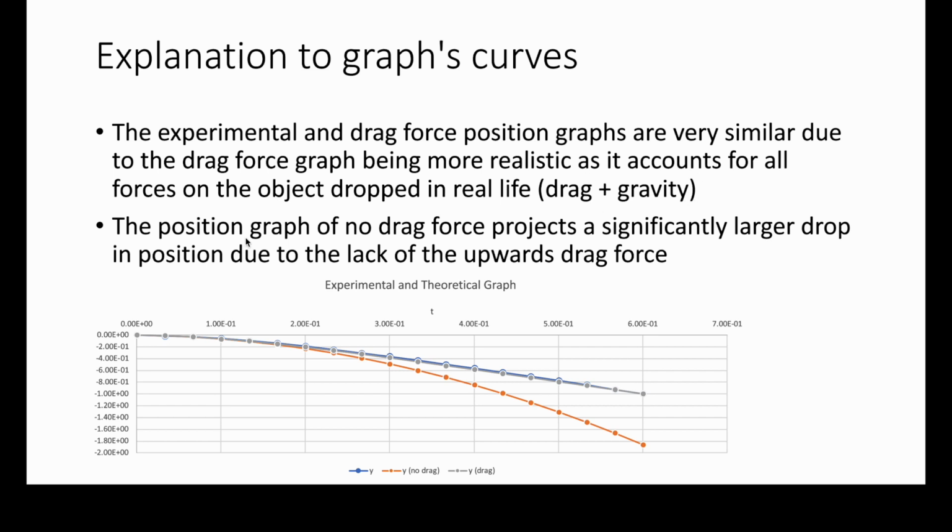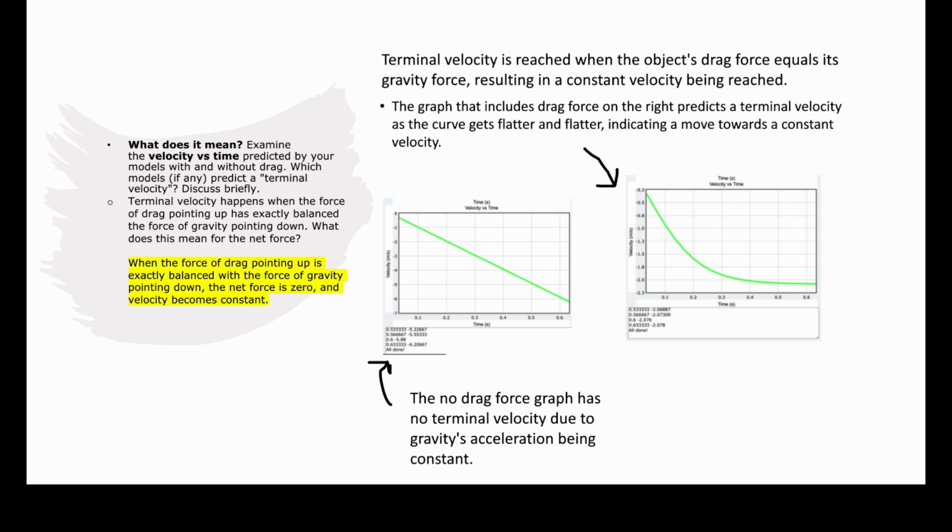The position graph of the no drag force model projects a significantly larger drop in position due to the lack of upwards drag force. So the object moves further down because drag force does not act upon it. And only models with drag force predict a terminal velocity.